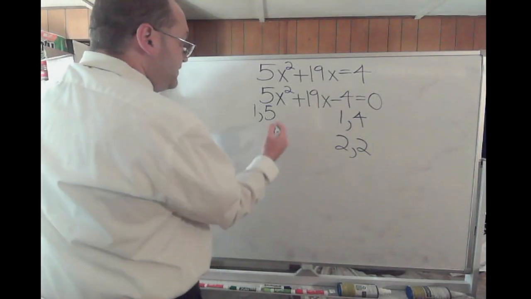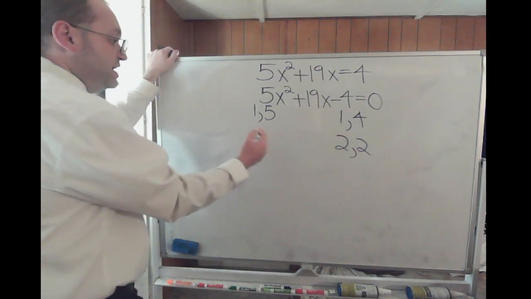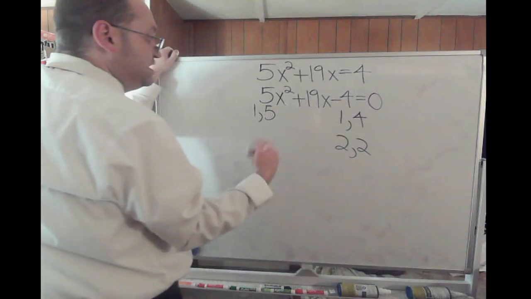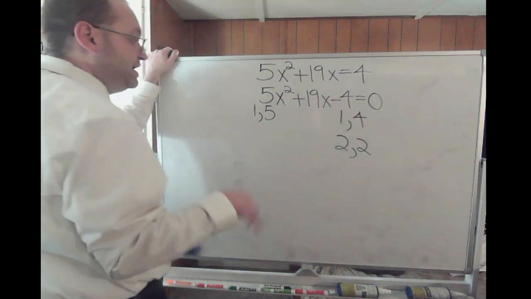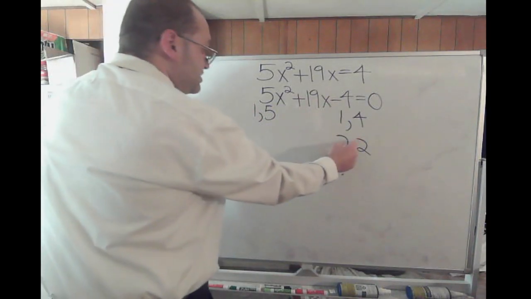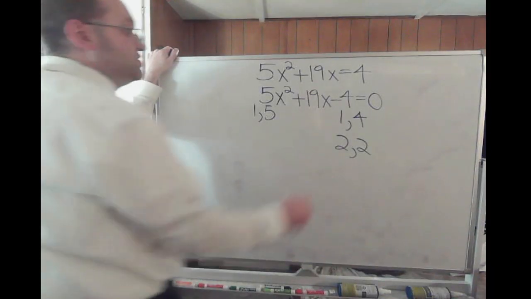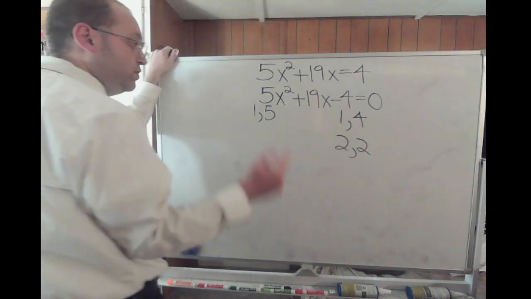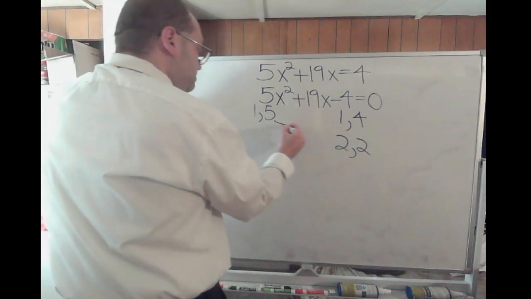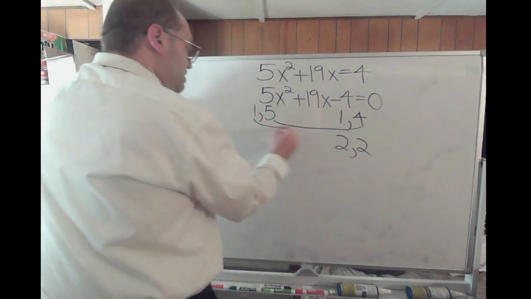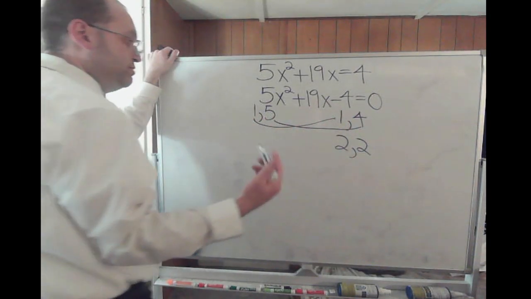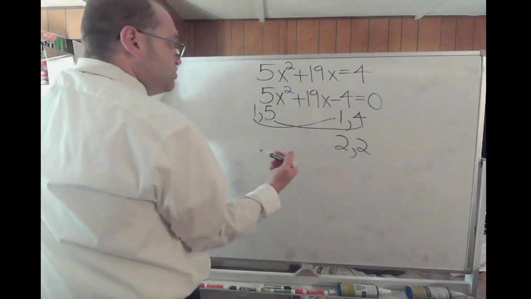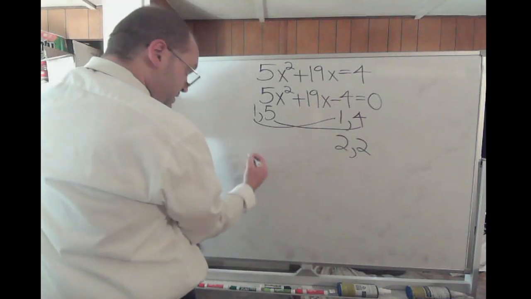Those are factors of 4. Well, 5 times 2 would give you 10. Then plus 2, that would give you 12, or minus 2 would give you 8. So it's clear that 2 and 2 are not viable factors of 4. But what about 1 and 4? What if I multiplied 5 by 4 and then 1 by 1? You'd be dealing with 20 and then 1, which would give you that 19 in the middle.